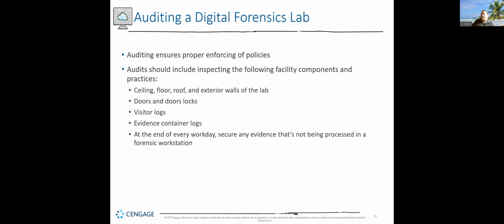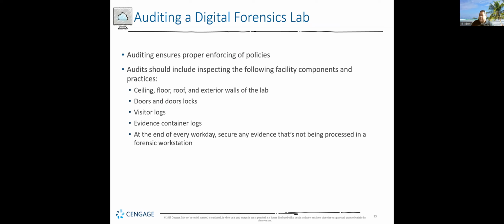So, auditing. How do you audit these labs? Auditing ensures proper enforcement of policies. An audit should include inspecting the following facility components and practices. So this is everything you just checked for maintenance, essentially. Ceilings, floors, roof, exteriors, walls of the lab, doors, door locks, visitor logs, evidence container logs.